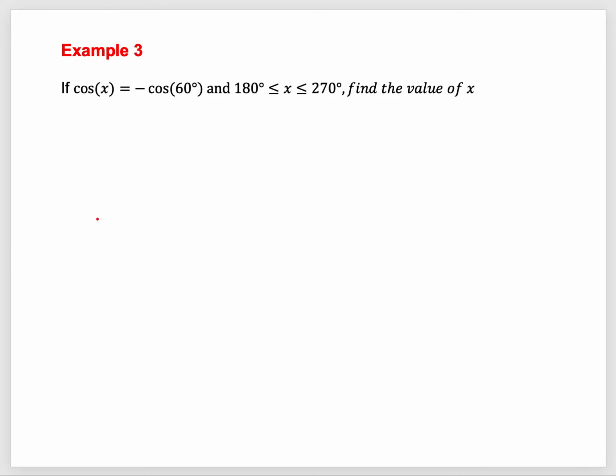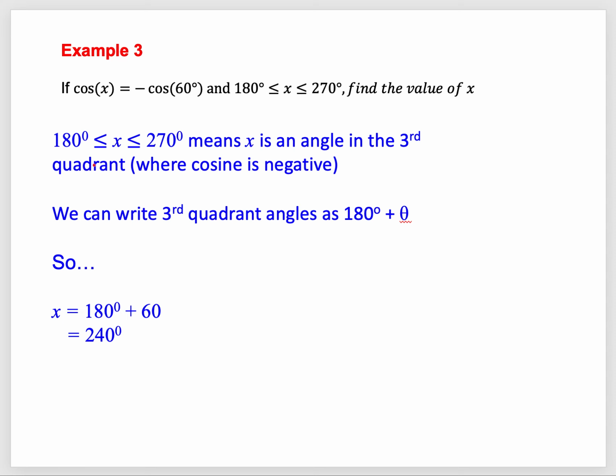Okay, this one's a similar kind of question, but worded in a more complicated way. So when you read it initially, it looks really confusing. But this is just saying, if cos of x, where x is some angle that we don't know yet, is equal to negative cos of 60, and 180 degrees is less than x, which is less than 270, find the value of x. This restriction on x is designed to tell us that x is in the third quadrant because it's between 180 and 270 degrees.